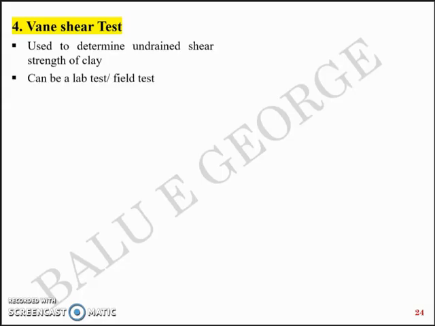The next test that you can resort to is a Vane shear test to arrive at the shear strength parameters, C to be specific. It is used to determine the undrained shear strength of clay, and the Vane shear test can be done in the laboratory and also in the field, depending on the dimension of the vane that you use and also the machine test setup that you can practice.